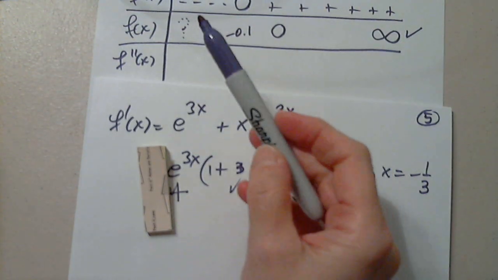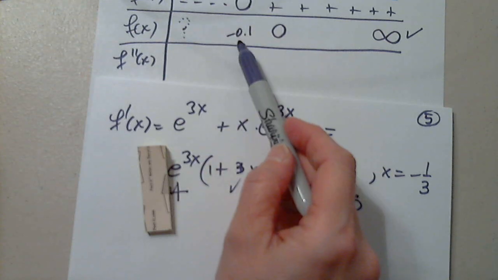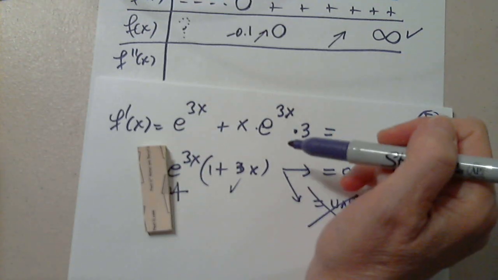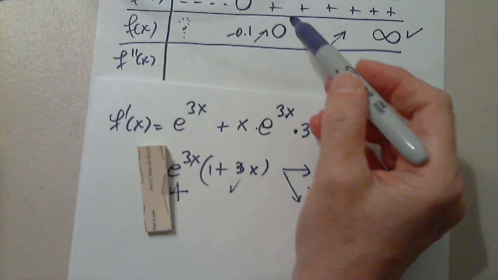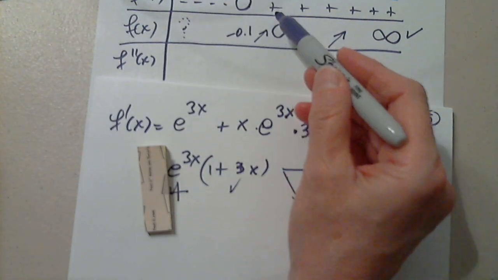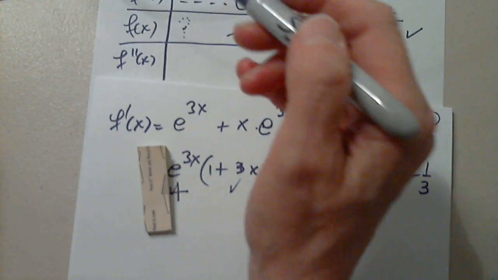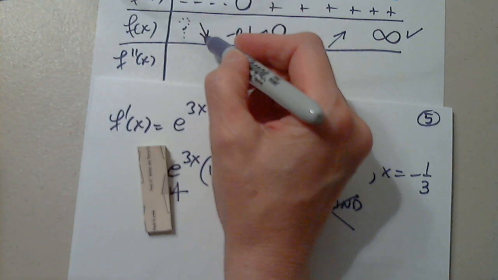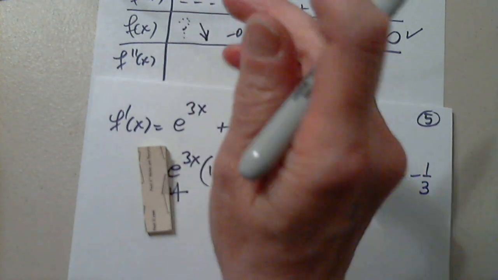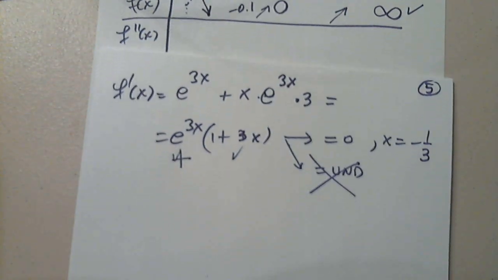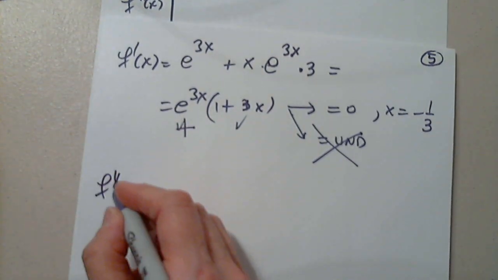Okay, so the function is decreasing till this number, and then increasing, and then continues to increase. Positive, positive, from negative 0.1 to 0, increasing, from 0 to infinity, increasing, and here it's decreasing. So we're going to figure that out in a minute again. Good, we're moving on to the second derivative, which is even more difficult to work with.